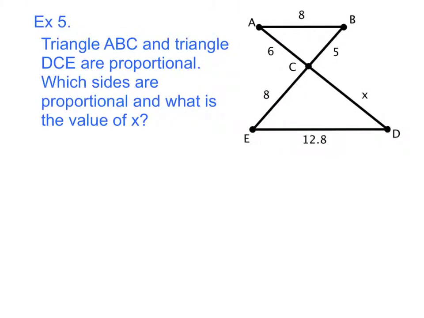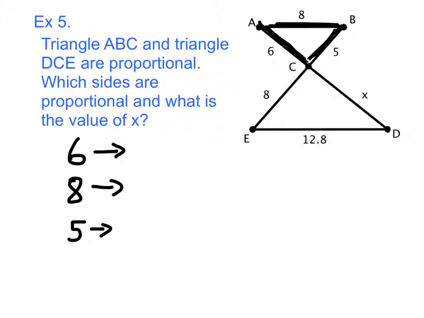One more example, and then I promise we're done. So triangle ABC and triangle DCE are proportional. Which sides are proportional, and what is the value of x? Well, what I meant there was which sides are the corresponding sides. So we see here that we have a 6. I want to know what corresponds to that side. So 6 corresponds to what on my bigger triangle? And then I also want to know, what does 8 correspond to on the bigger triangle? What does 5 correspond to on the bigger triangle?